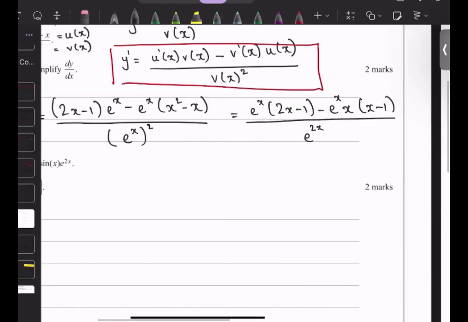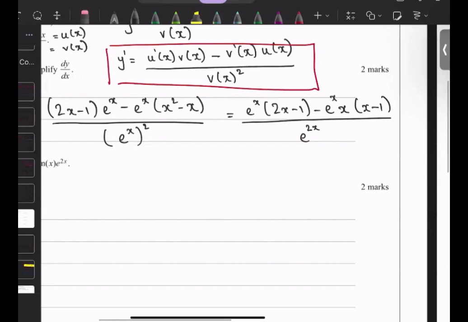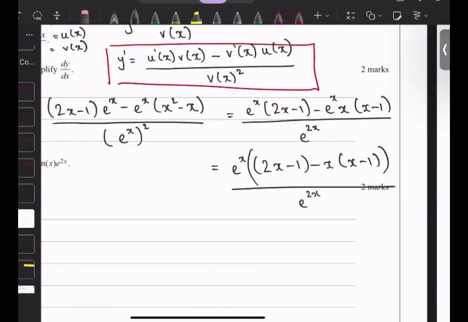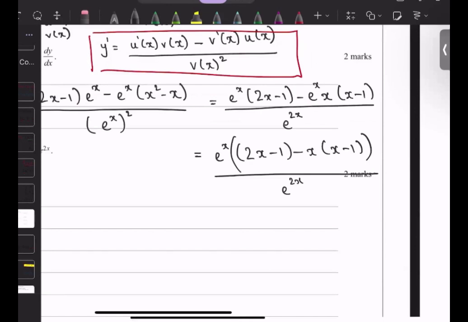Now, if you're really observant, you will see that there is a common factor of e to the power of x in the numerator. So let's take that out and leave the denominator as is. So we've got e to the x times 2x minus 1 minus x times x minus 1, all over e to the 2x. Now we can use our index laws here.